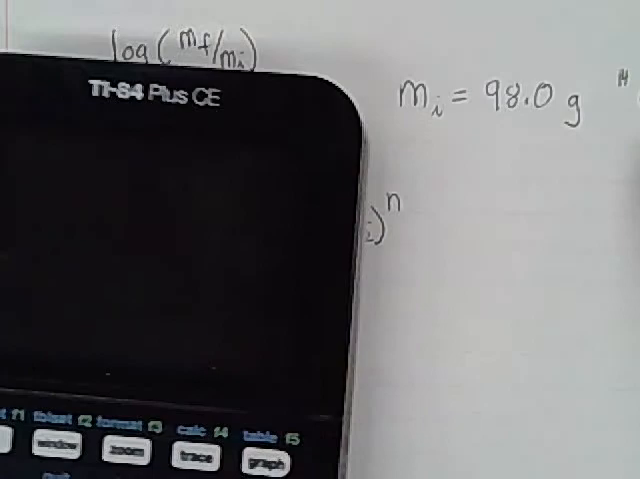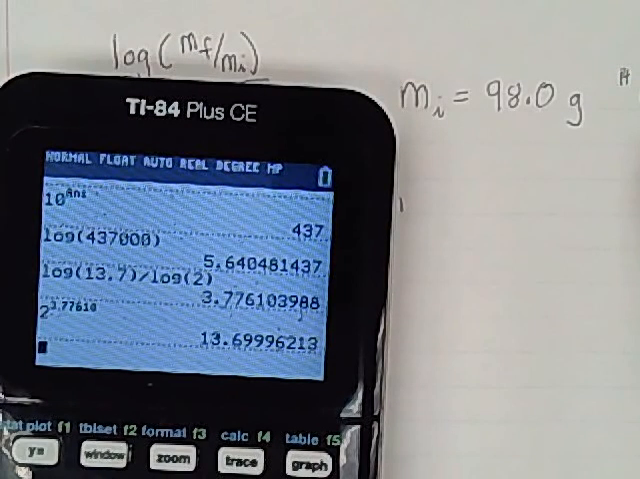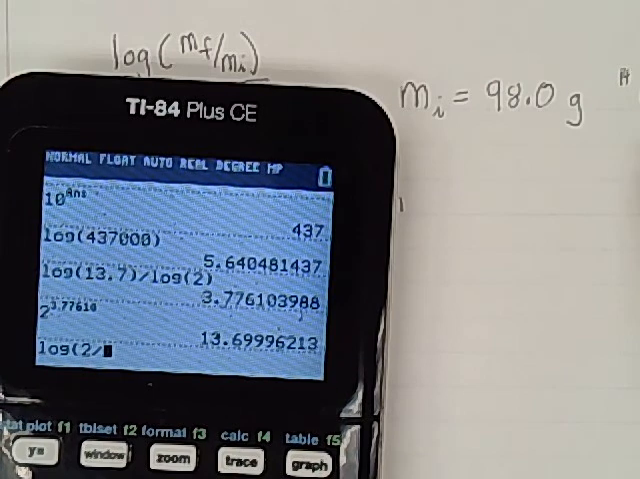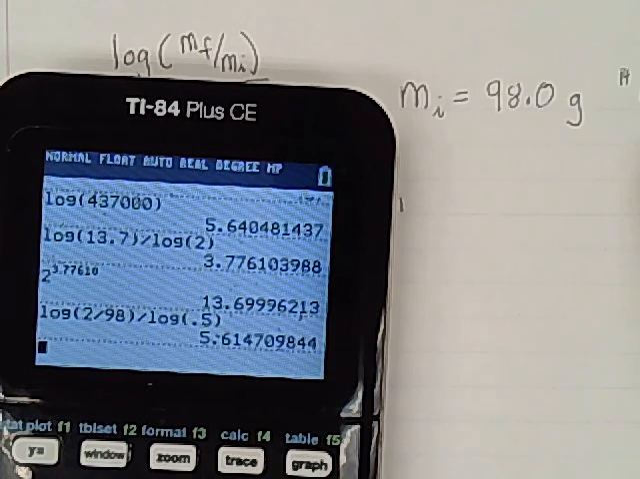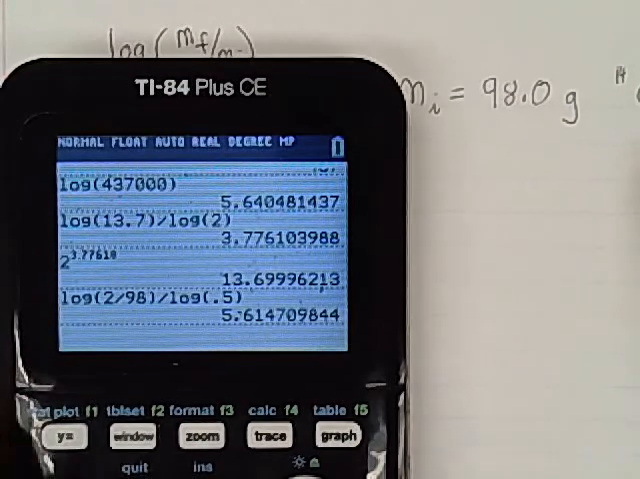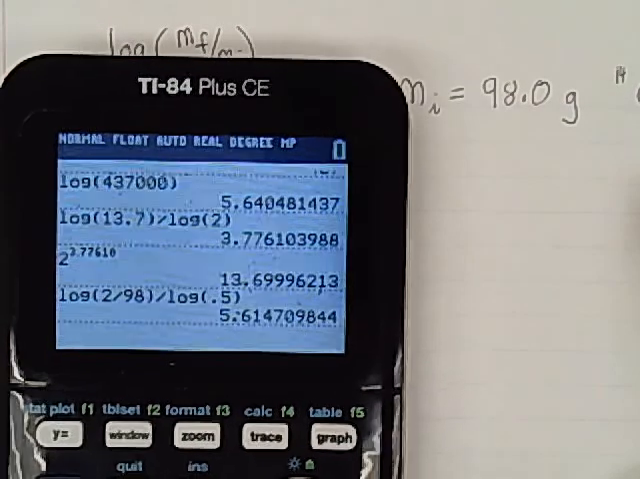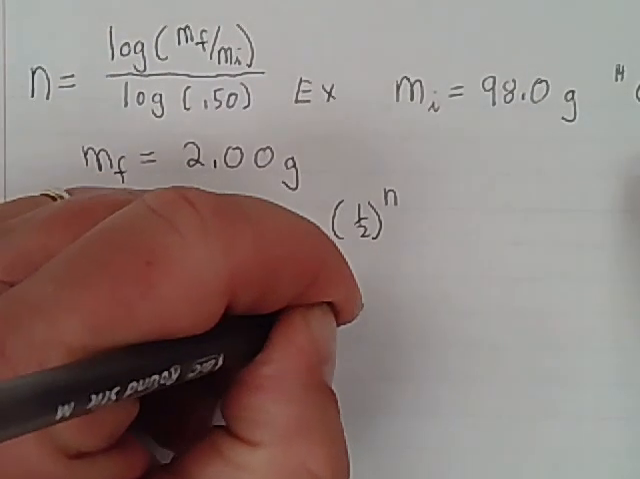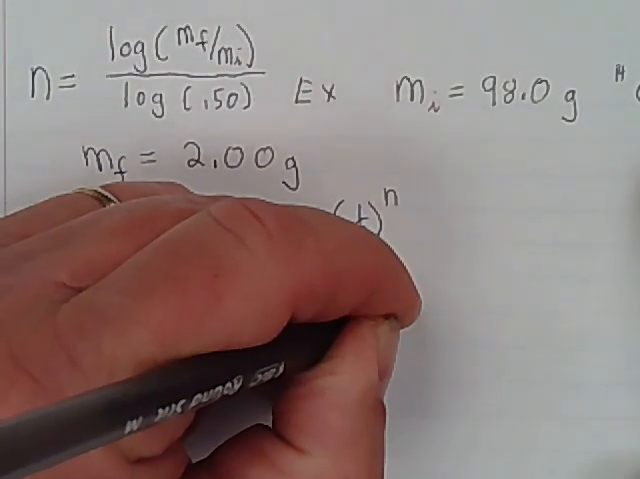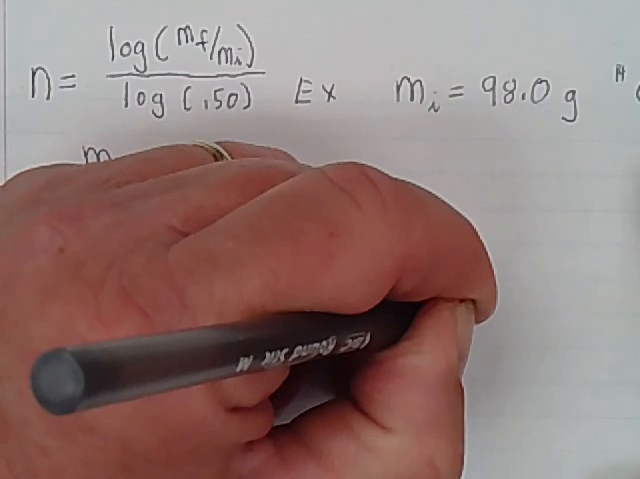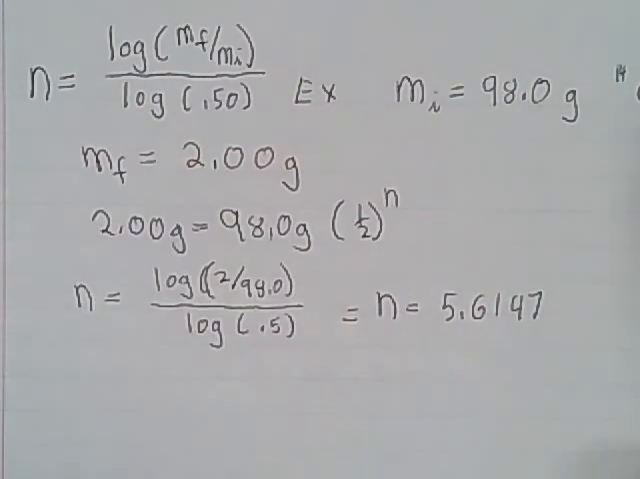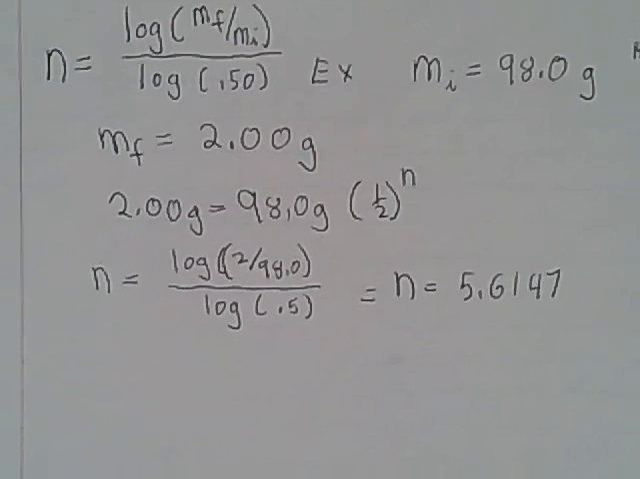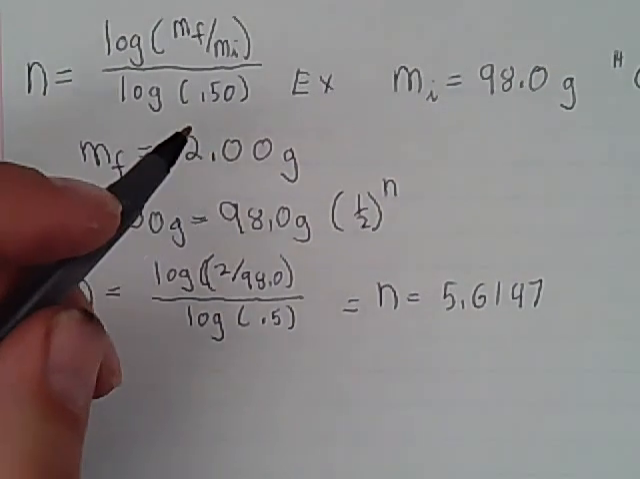Using my calculator, the log of 2 divided by 98 divided by the log of 1/2, I get 5.614709844 as the value of n. N equals what I said, 5.6147. Close enough. That is the number of half-lives.